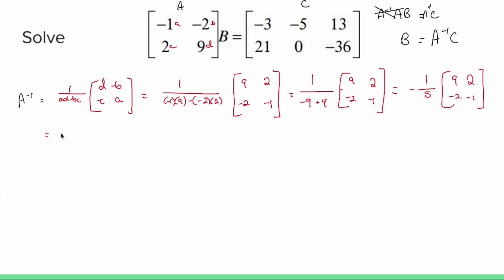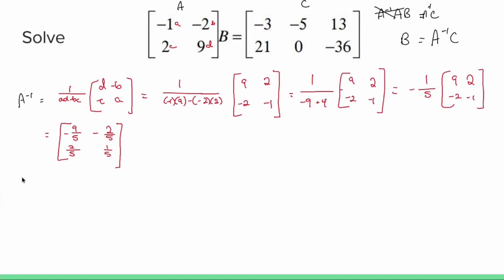So yeah, we got some fractions, not the easiest stuff in the world. Negative 9 over 5, negative 2 over 5, positive 2 over 5. Ugh. None of these had to be nice, did it? And positive 1 over 5. All right. So that's A inverse.